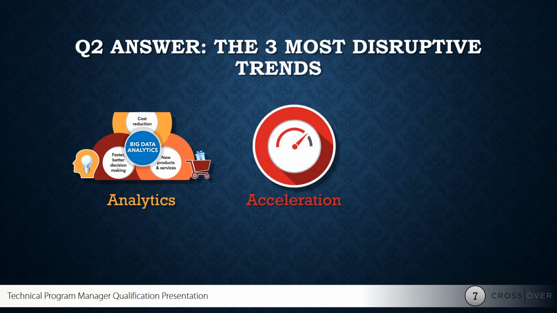The second one is acceleration. Yes, the acceleration in how business is conducted is having a profound effect on software. Therefore, speed will be also a disruptive influence on business.